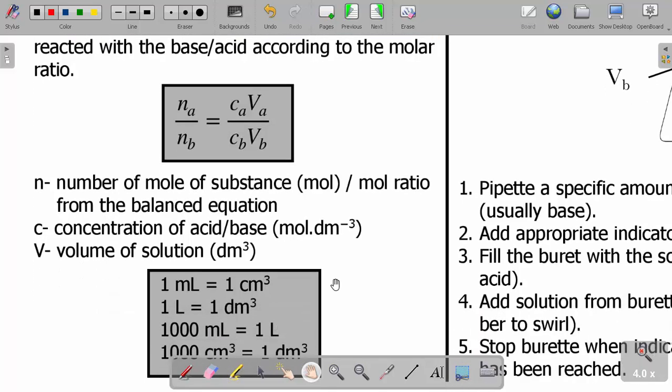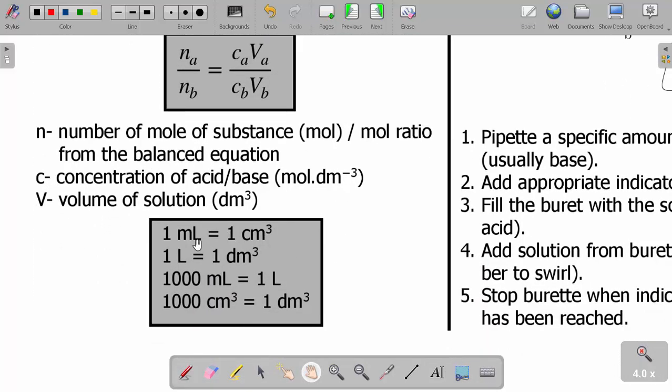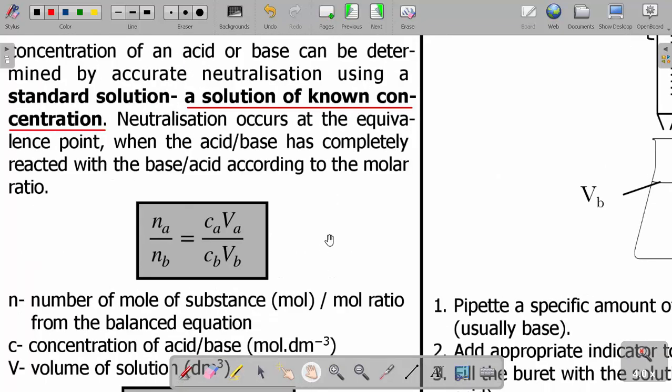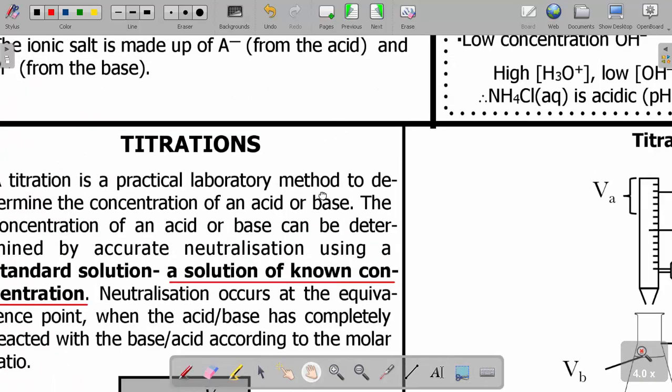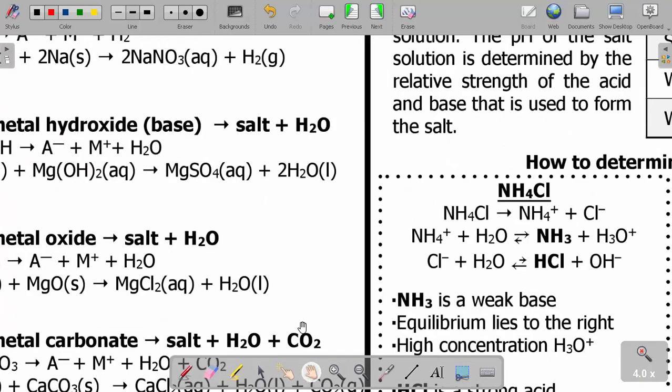Now also note that in our calculations, 1 milliliter means 1 centimeter cubed, and 1 liter stands for 1 decimeter cubed. 1,000 milliliters represent 1 liter, and also 1,000 cubic centimeters is 1 decimeter cubed. Let us proceed. This topic is so interesting, isn't it?